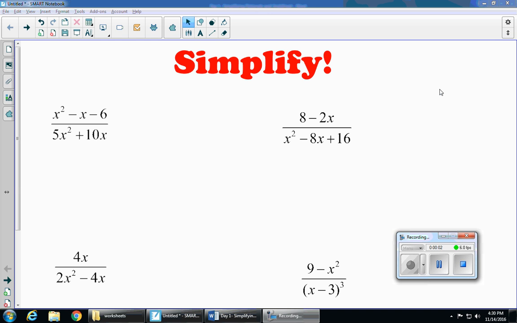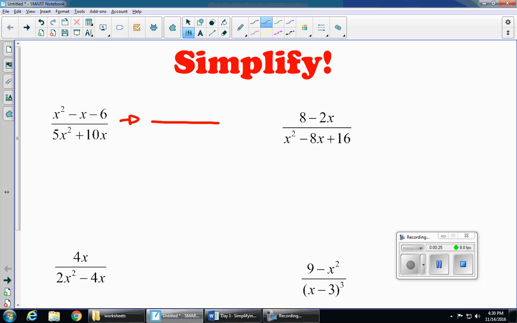This video is going to review how to simplify rational expressions. When we're simplifying rational expressions, we always want to factor first and then cancel any common factors. So if I take a look at my first example, x squared minus x minus 6 over 5x squared plus 10x. The first thing I want to do is factor my numerator and my denominator separately.